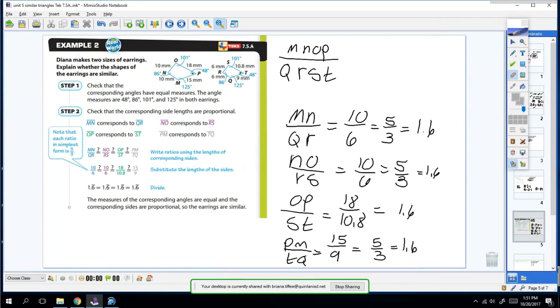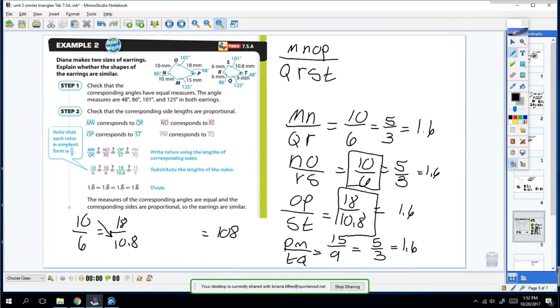Well, if all of these side lengths are proportional, that means if I take this ratio, 10/6, and compare it to this ratio, they have to equal each other because they all equal the same thing. So 10/6 has to equal 18 over 10.8 as well. One way to check that is by cross multiplying. So you can do 10 times 10.8, which is just 108. Then you can do 18 times 6, which is 108. So if these two numbers equal each other, then it's proportional as well.